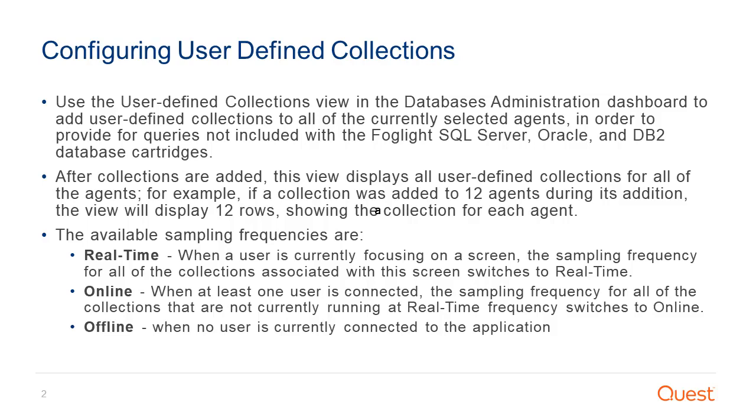When a user is currently focusing on a screen, the sampling frequency for all of the collections associated with the screen switches to real-time. Online, when at least one user is connected, the sampling frequency for all of the collections that are not currently running at a real-time frequency switches to online. And offline, when no user is currently connected to the application.